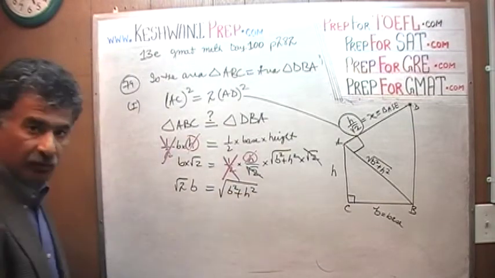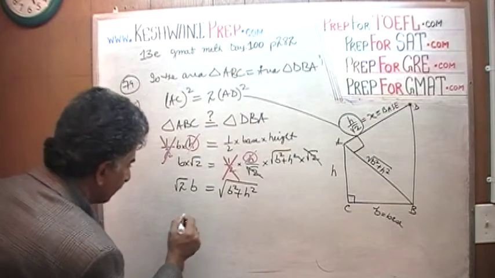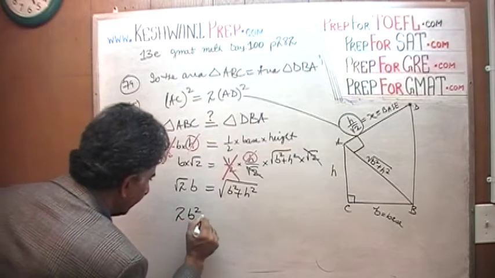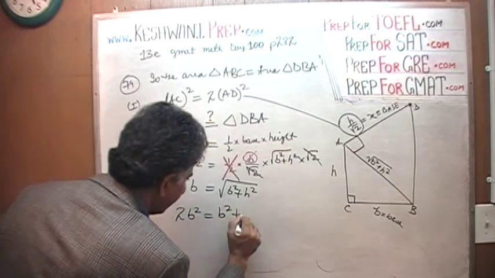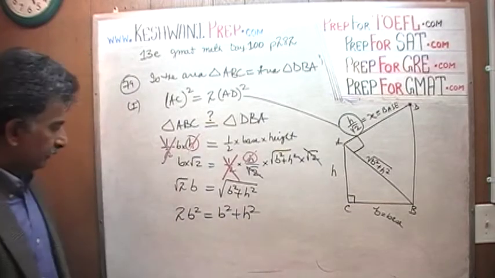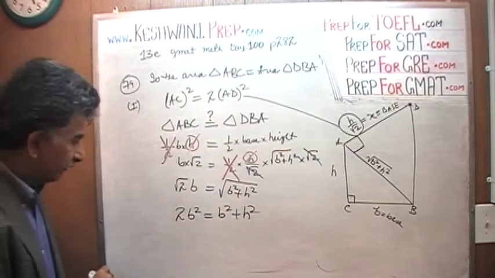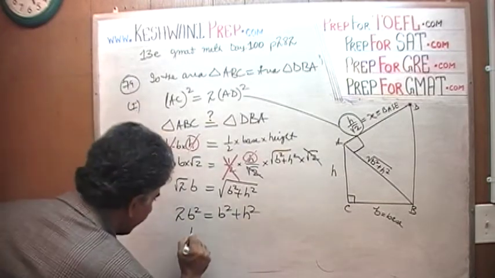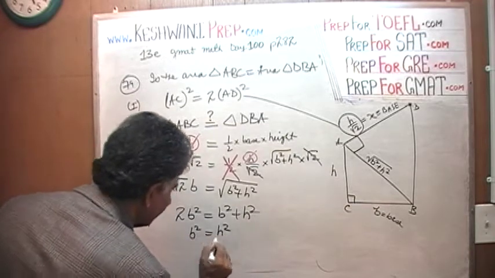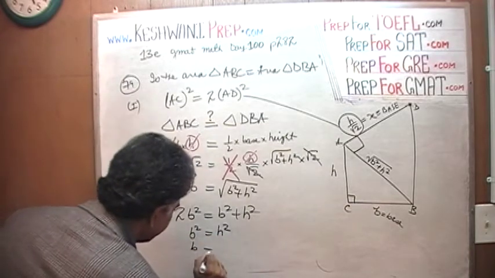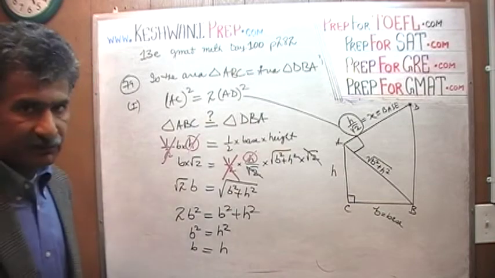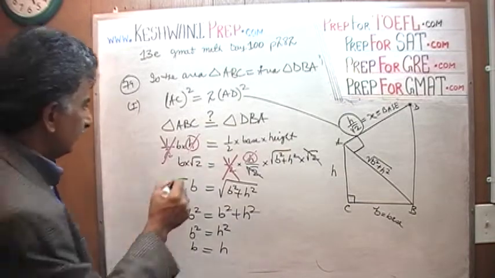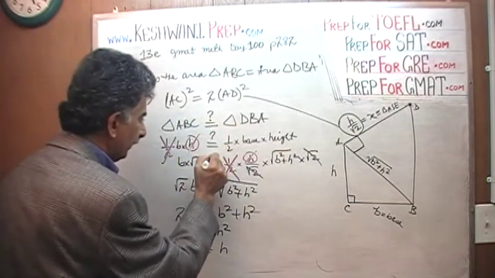Let's take the square of both sides. If you take the square of both sides, we end up with 2 times B squared equals B squared plus H squared. Subtract B squared from both sides, and we end up with B squared equals H squared, which implies that B equals H. Now remember, this is not a fact. This is not something we know. This is a question mark. Is it true?